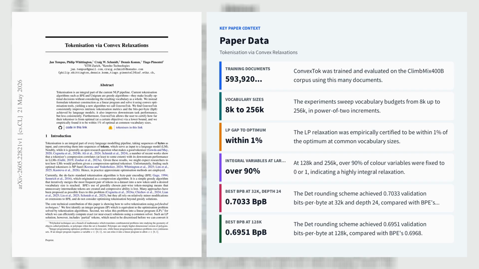On intrinsic tokenizer metrics, the bias rounding scheme is strongest overall, consistently improving vocabulary utilization, type-token ratio, and tokens per line, while DET is more stable for downstream LM training.